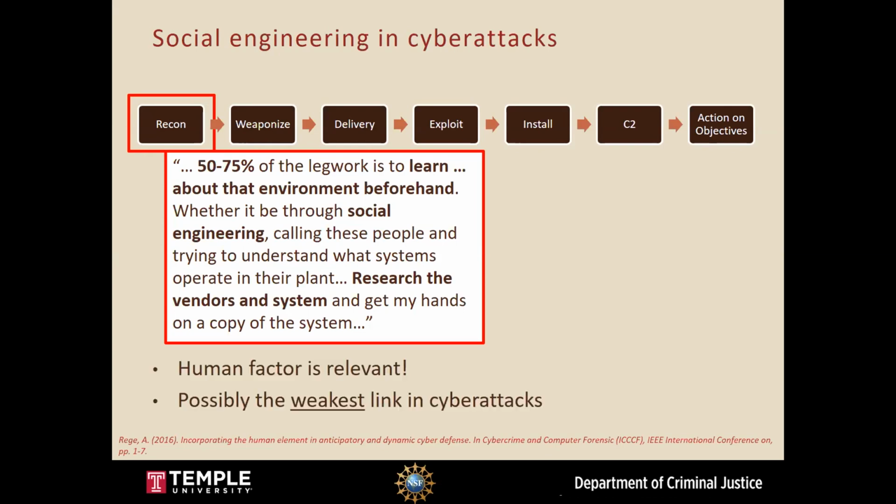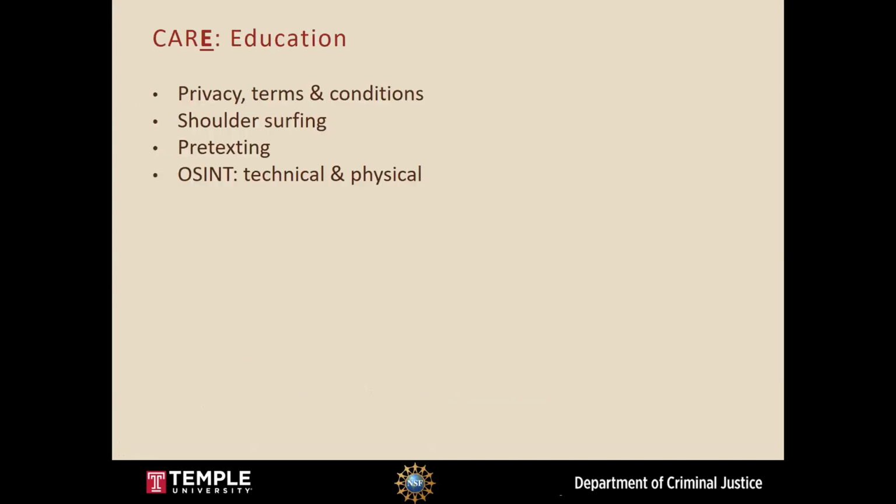A lot of this is indicative of the fact that the human factor is relevant. I'm not a big fan of the phrase the human is the weakest link, but it is certainly a relevant link in cyber attacks. If this is the case, then why are we not making that more mainstream in our cybersecurity curriculum? And because this space involves behavioral and psychological manipulation, this is something we can certainly address in the social science domain. Some of the projects we've developed in the social engineering space are shoulder surfing, developing pretext, open source intelligence, and privacy terms and conditions.